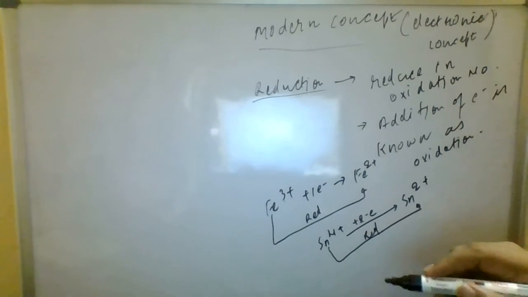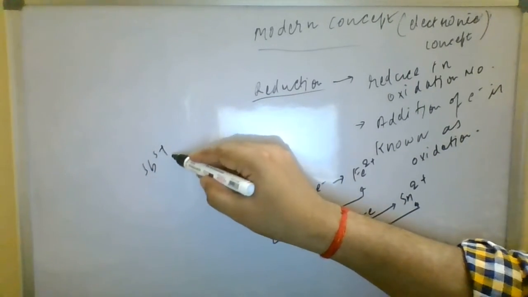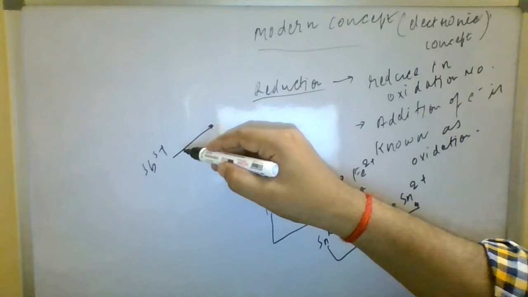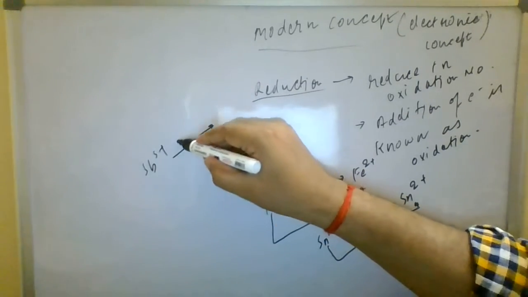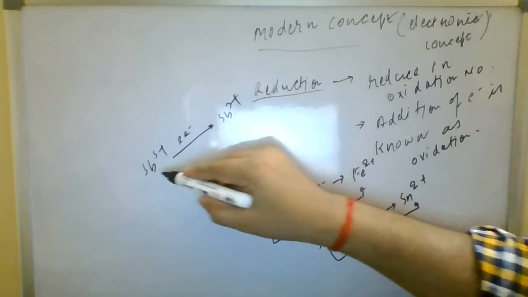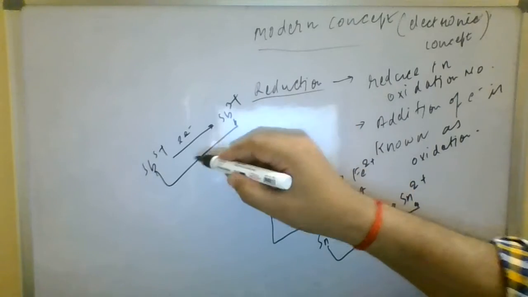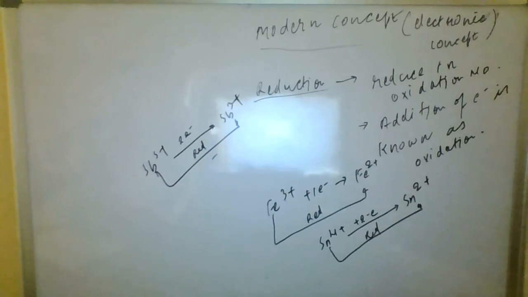Suppose Sb5+ is there, and if you add 2 electrons, it gives Sb3+. So what is happening here? Plus 5 to plus 3, that is reduction. So this is also an example of reduction reaction.